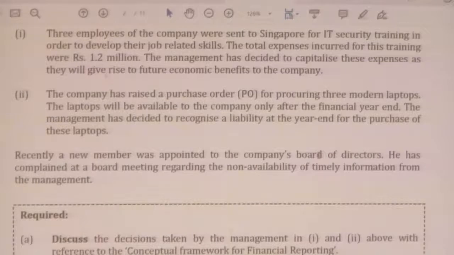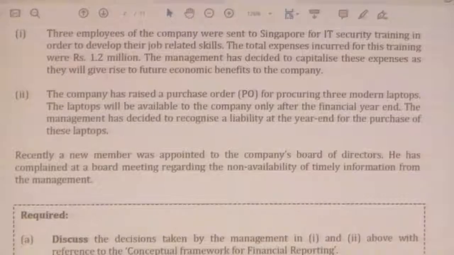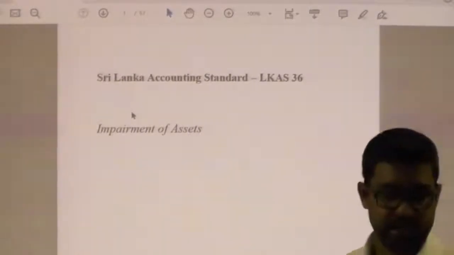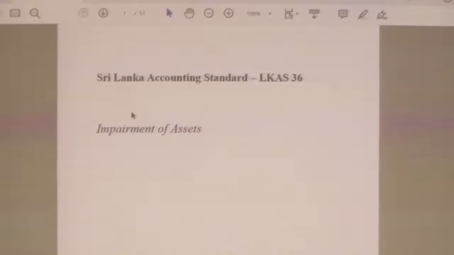Impairment, asset impairment, LKS 36. Here also my advice is, don't try to remember anything related to this standard. Try to absorb the knowledge, know this standard, but don't try to remember it. Why? This is an open book exam. So the standard name is what? LKS 36, impairment of assets.